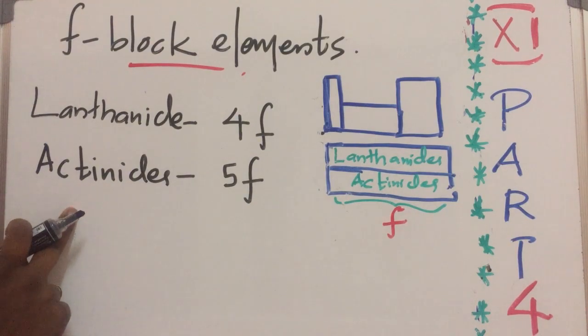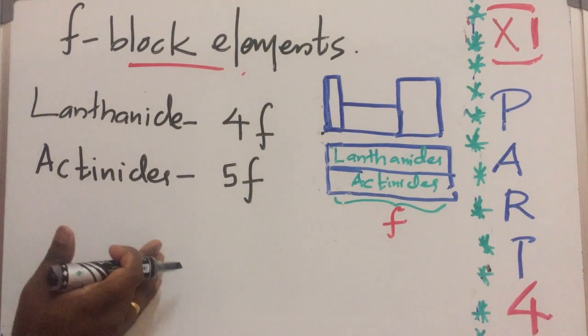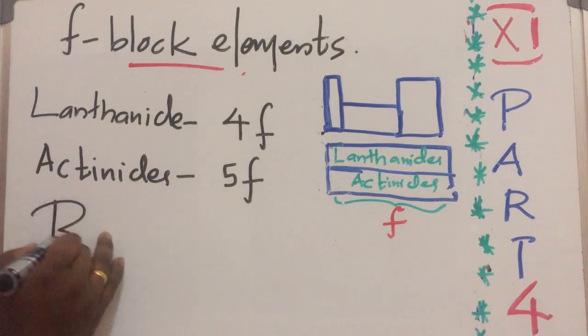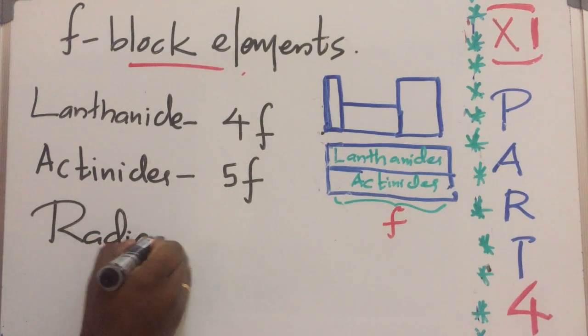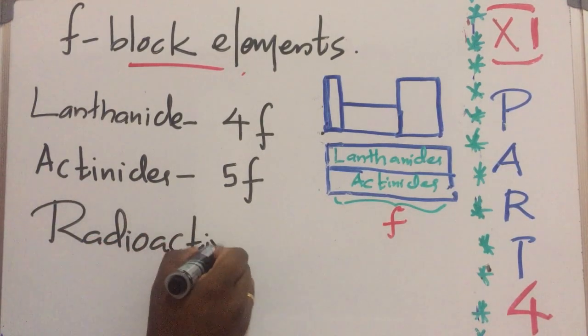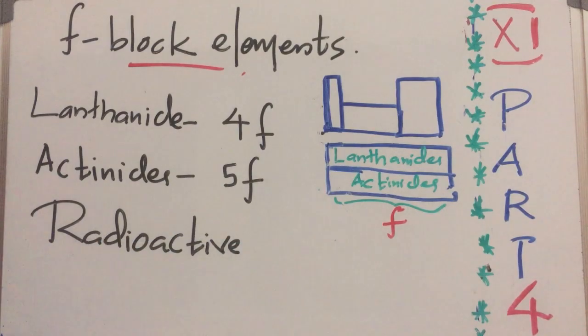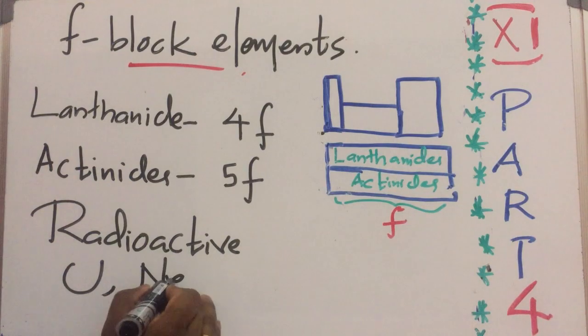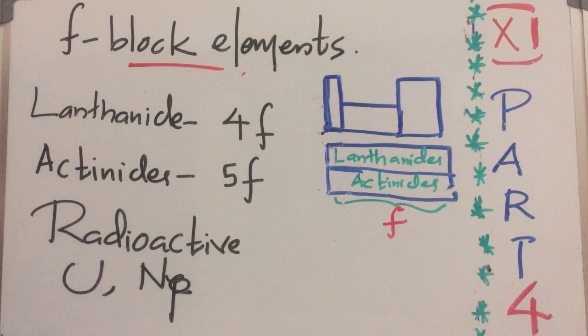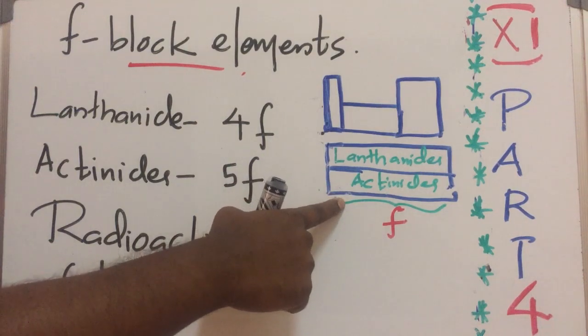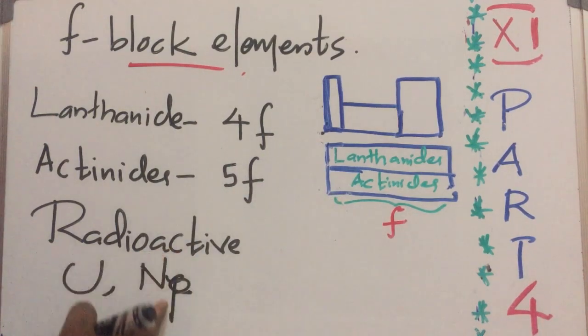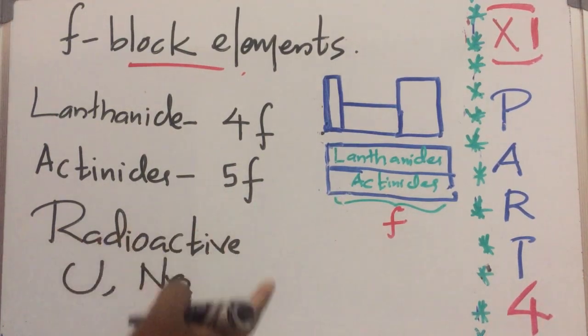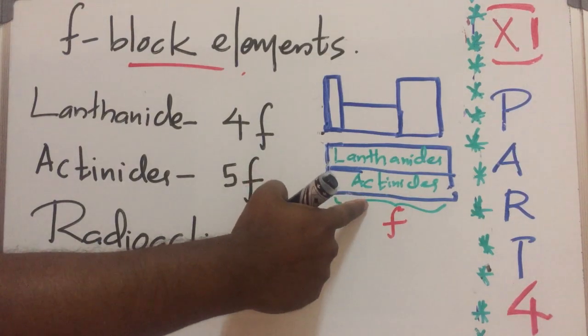Actinide elements. The majority of actinide elements are radioactive. For example, uranium (U), neptunium, plutonium, etc. belong to this series. So most of the radioactive elements used in nuclear reactors belong to actinides.